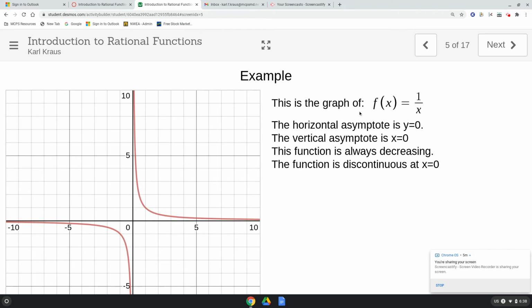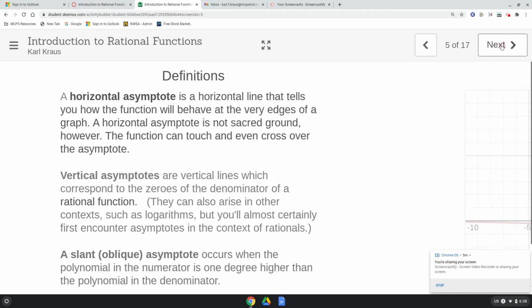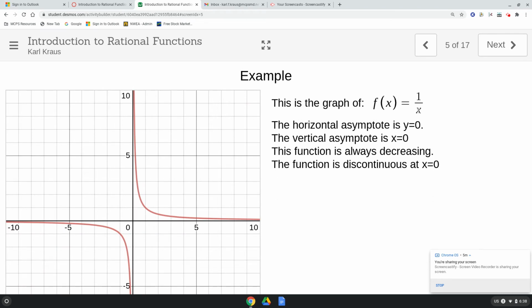So here's an example. This graph, f of x equals 1 over x. The horizontal asymptote is y equals 0. The vertical asymptote is x equals 0. The function's always decreasing. The function is discontinuous at x equals 0. We call this infinite discontinuity, where there's a vertical asymptote.